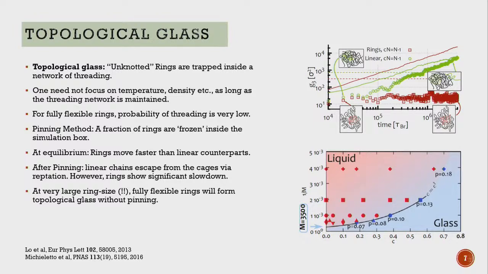They also figured out what the typical phase diagram looks like for this glass-liquid transition, and they predicted that at a very large ring size, this kind of pinning will not be required. It will form a glass spontaneously. However, they used very flexible polymers, which is why they got a very large ring size. But we thought, what if we don't need such flexible polymers, what if we introduce stiffness, and what will happen to this phase diagram?